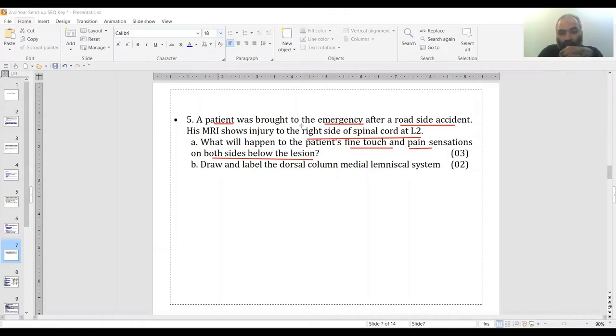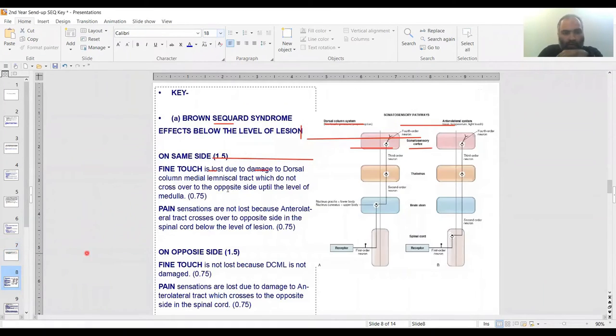Because we mentioned right side here, so we are interested to know if you know what is the sensory loss on the right side, the same side, and on the opposite side, i.e. the left side, okay? And number two was pretty stock in the sense that draw and label DCMLS, okay? This was the question, and this is the key.